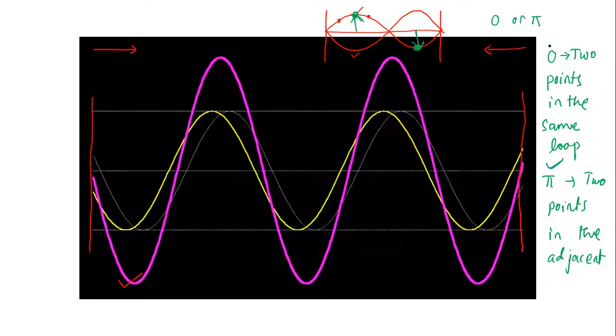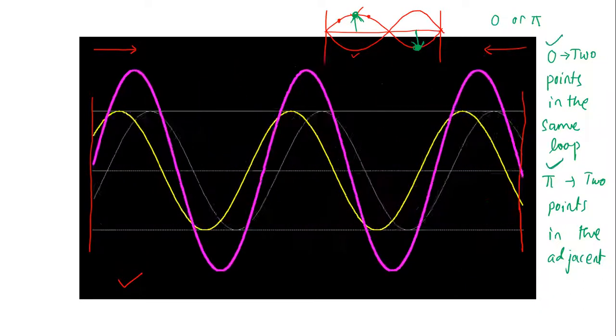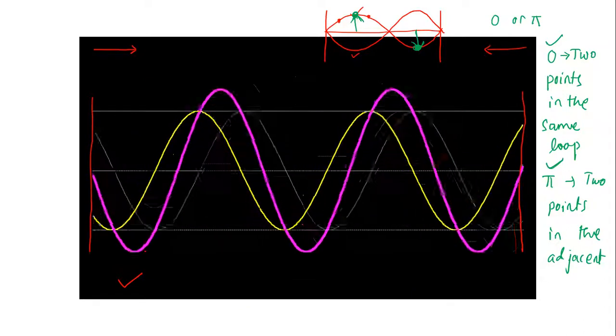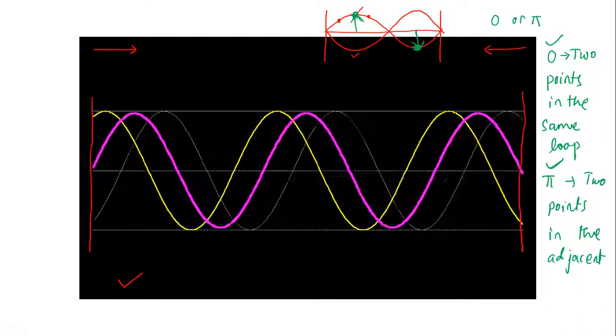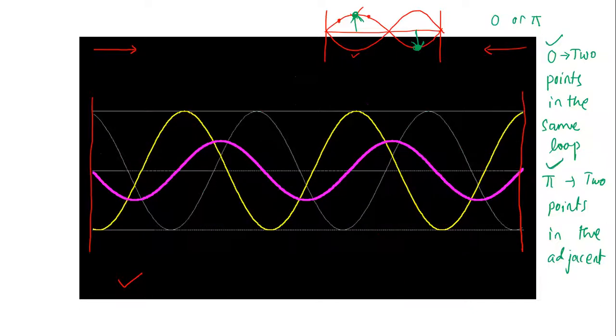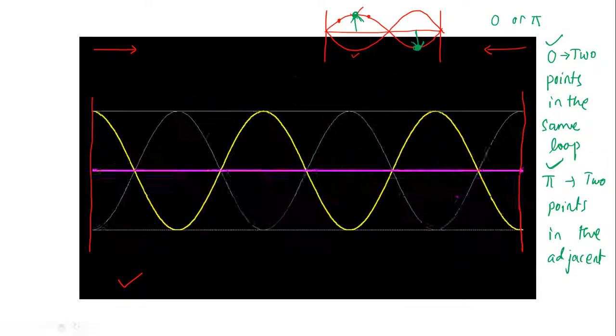And when two points are in the same loop, the points will have 0 phase difference. This is the major difference between a progressive wave and a standing or stationary wave.